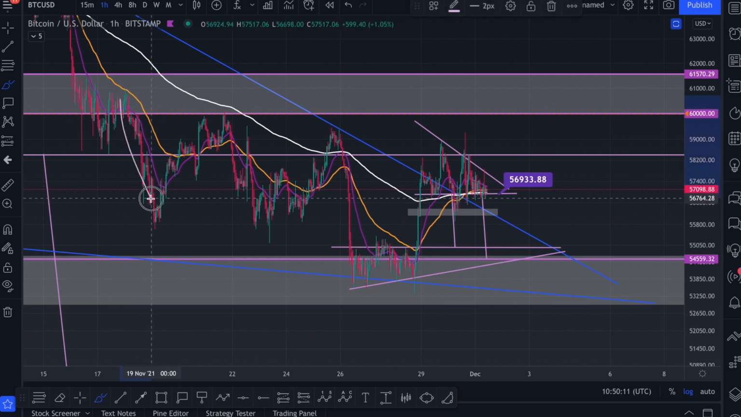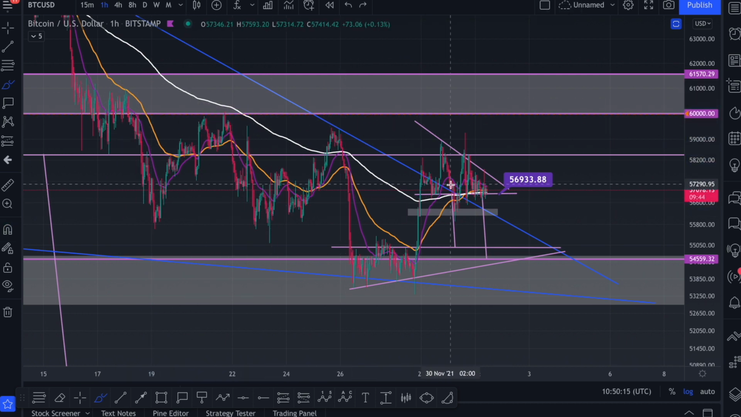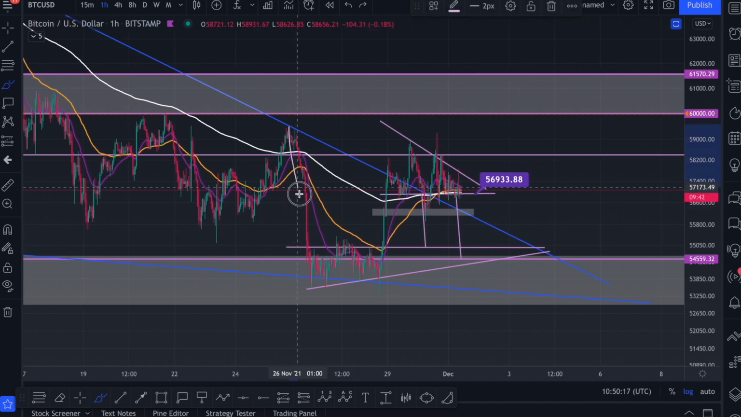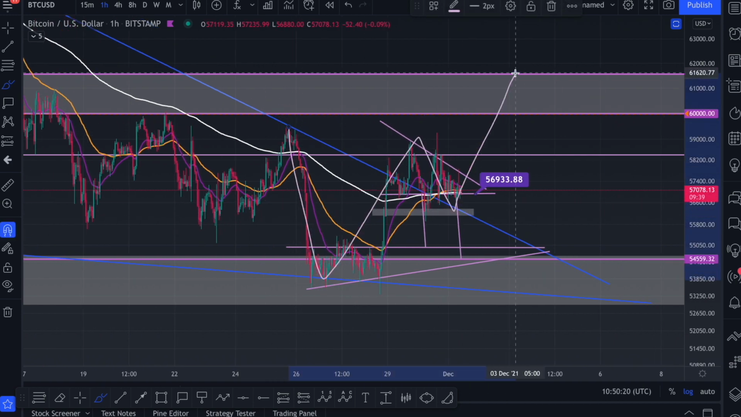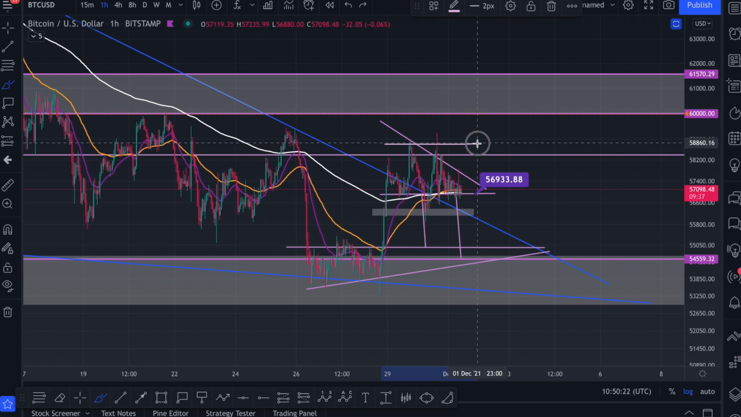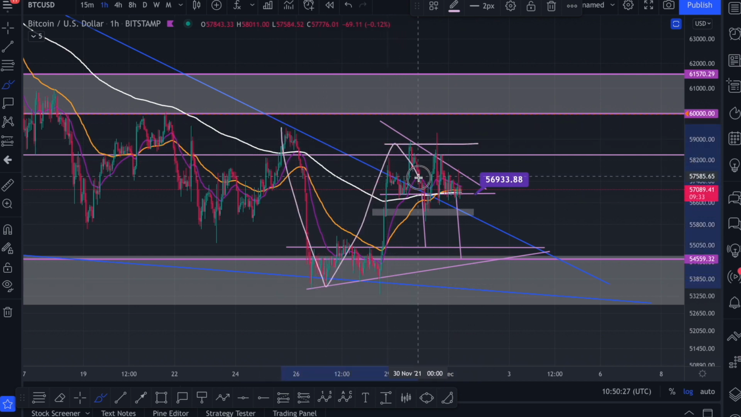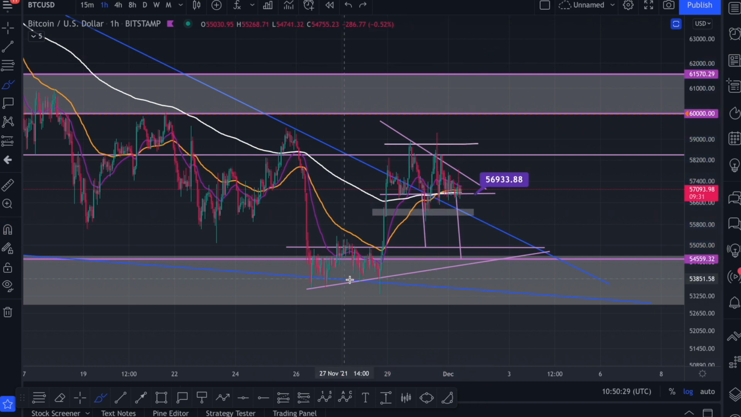Oh no, that was this double bottom, which didn't work out because you didn't validate it, because you didn't break above that. So once you break above 58 or 59k, some people may disagree, this would be a double bottom basically, and you measure from down here all the way back up to there.